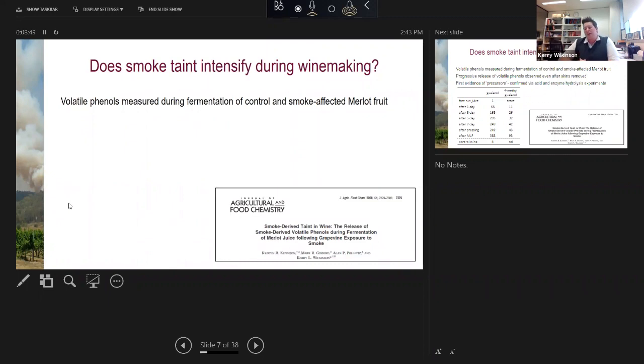Around this time, we were getting some feedback from some winemakers that were suggesting that they had harvested grapes that didn't show any evidence of smoke taint, but then when they fermented the grapes during winemaking, the smoke taint would become apparent. And so based on this anecdotal evidence, with this Merlot trial, we also conducted a study where we monitored the changing concentration of volatile phenols throughout fermentation.